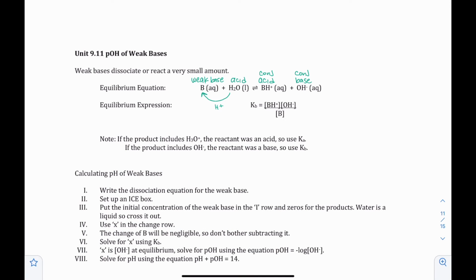The equilibrium expression for the dissociation of a weak base has the weak base and water as the reactants, and the conjugate acid and OH- as the products. The equilibrium expression is Kb, where B stands for base, equals the concentrations of the conjugate acid times hydroxide over the base. And remember to omit water because liquids don't affect concentration. Note that if the products include H3O+, then the reactant was an acid, so you'll use Ka. And if the products include OH-, the reactant was a base, so you'll use Kb.